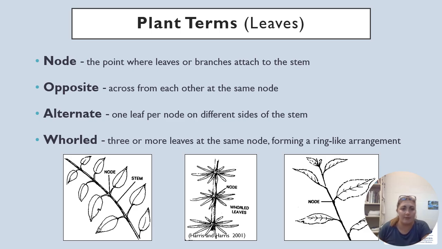So for leaf terms, we have a node, which is the point where leaves or branches attach to the stem. And then we have three common ways that aquatic plants have leaves. So you have opposite, which is two leaves across from each other at the same node. We have alternate, which is one leaf per node, and it's going to come from opposite sides of the stem. And then we have whorled, which is three or more leaves at the same node forming a ring-like arrangement. Now the whorls can be very important because we have some plants that I'm going to talk about where the native has whorls of 3 leaves and the invasive has whorls of 4. So you really just have to count the leaves, and that gives you a pretty good idea of what you're dealing with.